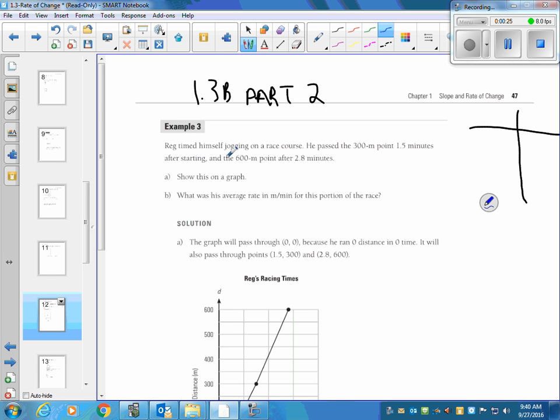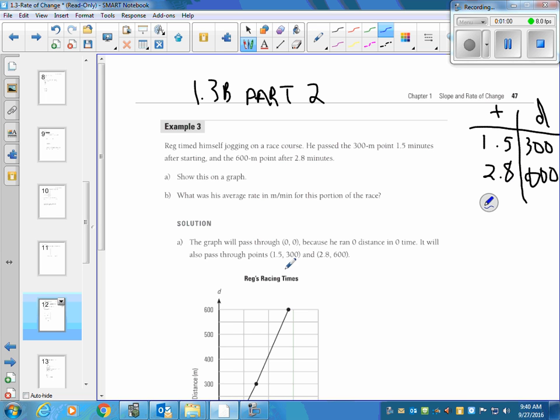So Reg timed himself jogging on a race course. He passed the 300-meter point in 1.5 minutes. So I would write 1.5 minutes and 300 right here, because this is the time and this is the distance. And after starting, at the 600-meter point, he was at 2.8. Okay. So you could do these 2 points.